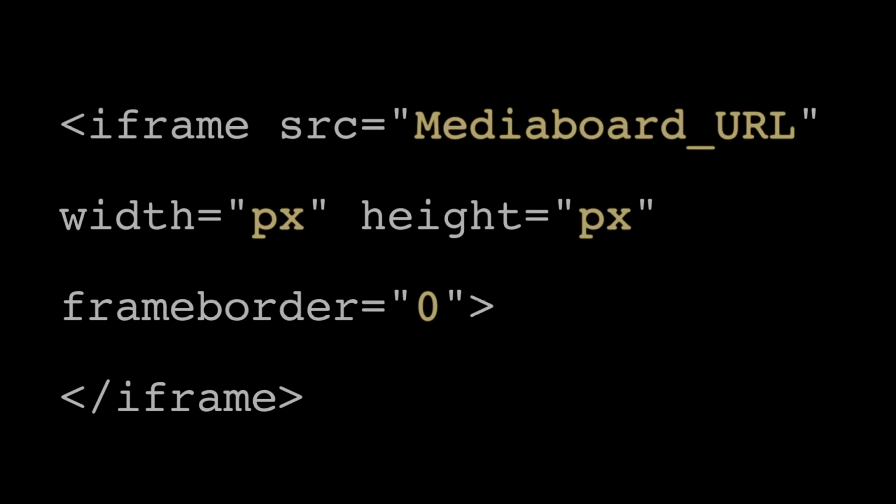The second line declares the width and height of the iframe. For this part, you need to input the exact height and width in pixels your Mediaboard canvas is set to. Below this is the frame border. By default, all iframes have borders. To eradicate this, give this a value of 0. Finally, finish the iframe code out by using a closing tag with a /.